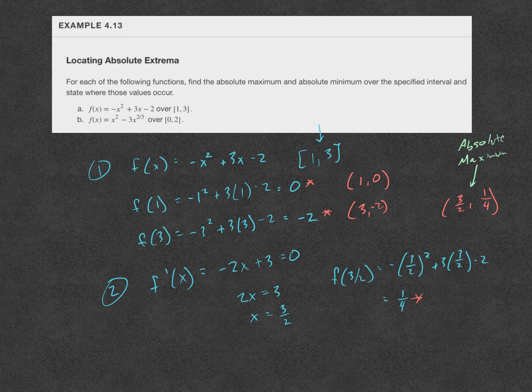And the lowest point on my function right there, this is the absolute minimum. Like that. Okay, that's the goal, is to find those two things. Absolute max, absolute min over our closed interval. Now let's look at b.